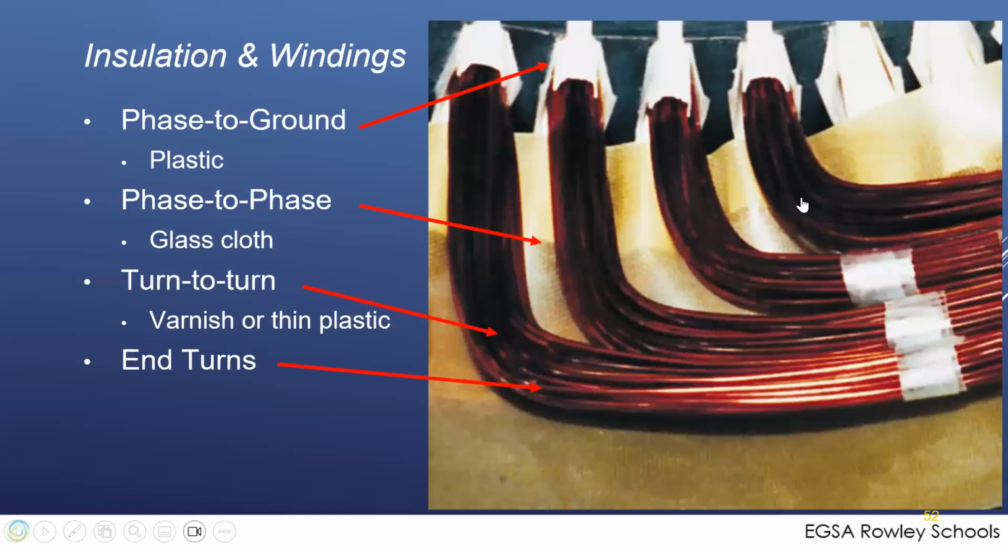The stator is lined with insulation. Once they're laid in place, phase to phase is this glass cloth. You have phase to ground, there's a plastic cap that's laid on there, and turn to turn is varnish. These are called the end turns. The conductors go down the shaft, come across the end turns and come back the other way. The number of turns and the strength of the magnetic field all play into producing the voltage that we're going to produce.